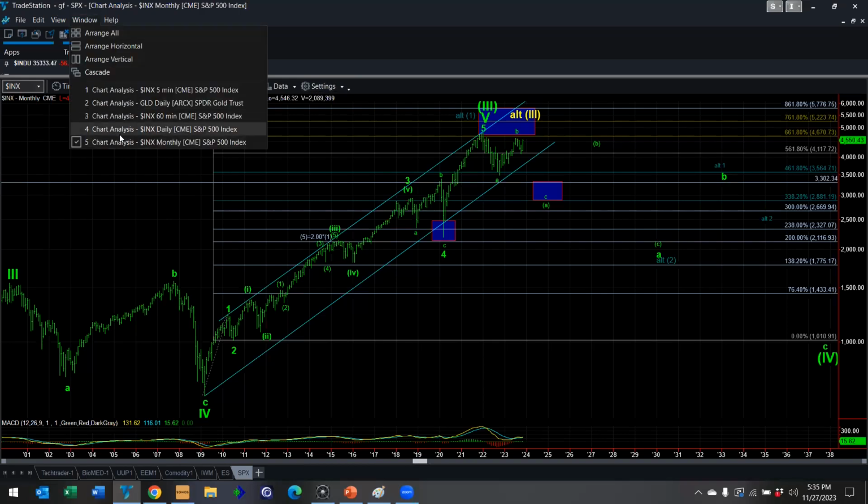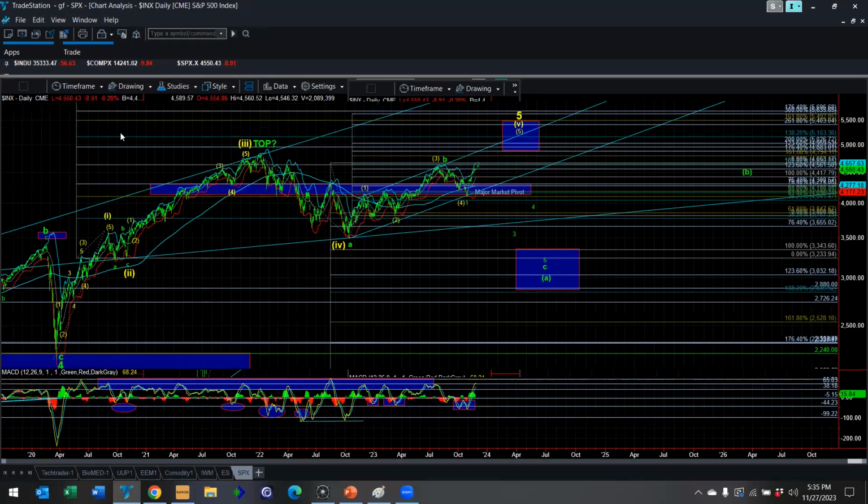Well, let's delve a little further into the daily chart. On the daily chart, like I said, do I like this as the top? I really don't. I really like the structure, and it's an ugly structure, by the way. But I really like the structure with one more higher high as we look out to 2024. But I'm not going to be stupid about it.